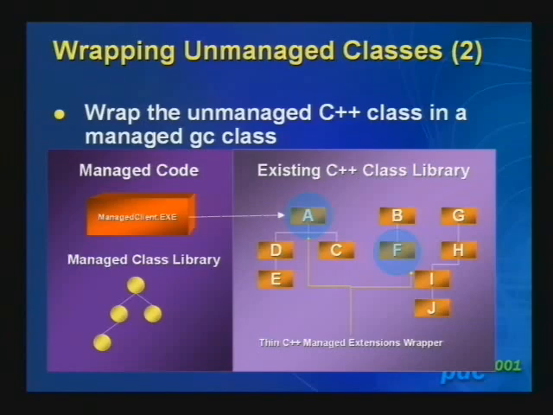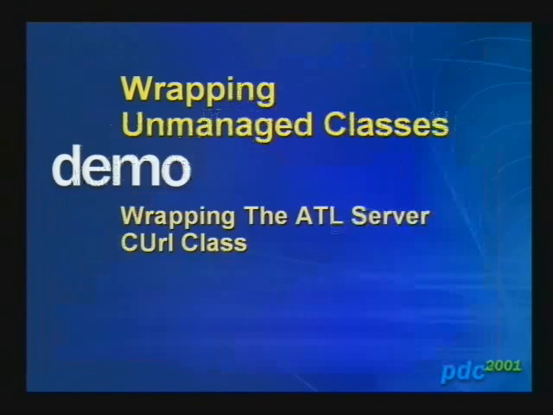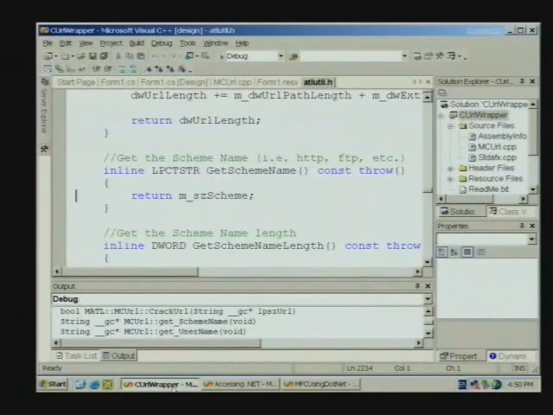So what we have here is I want my managed client to use this functionality. And how do I do that? I do that by moving over some specific parts that make sense to the managed world to my managed class library and plugging them into my hierarchy in the place where it makes sense. So the demo we have for that is going to show wrapping the CURL class, which is an ATL class.